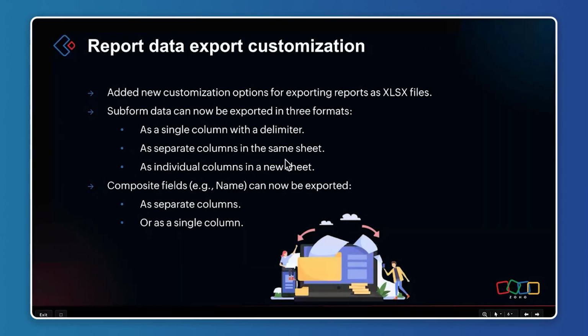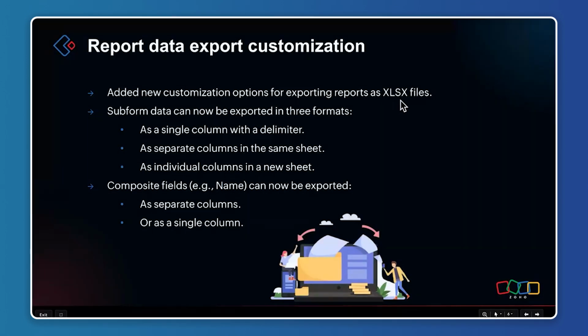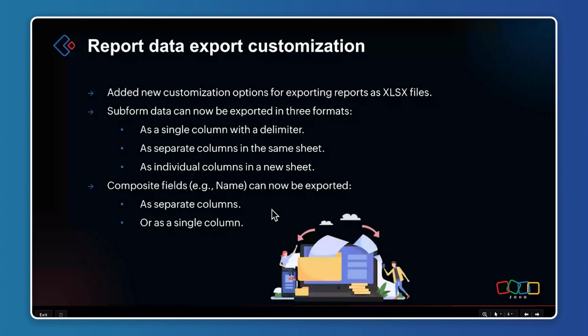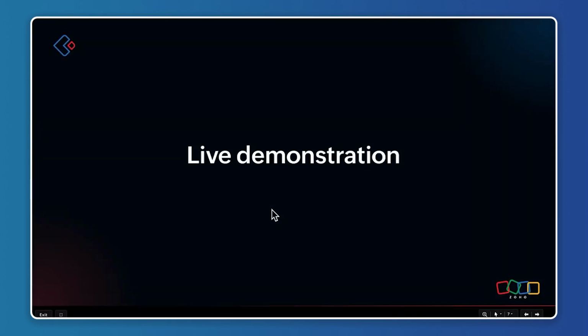And then we have the composite field. So for example, name and address are the composite fields, right? So those composite fields can be exported as separate columns or as a single column, right? So these are the enhancements that have been made within the Excel SX file format, right? So let me take you to the live demonstration and I'll show you how exactly this will work, right?